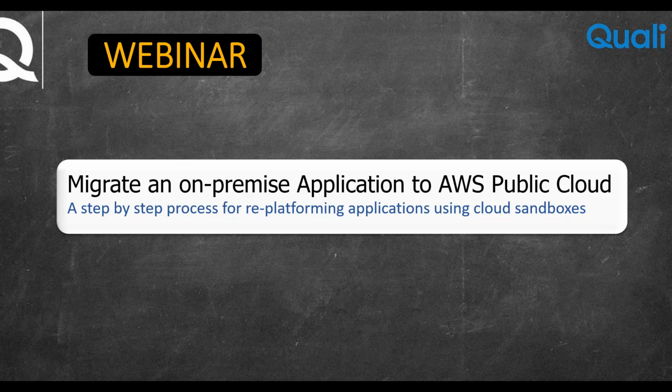I'm leading the technology partnerships at Quali, and I'm joined today with Dosanjh, who's a solution architect at Quali as well, and he's going to talk today about how to migrate an on-premise application to the AWS public cloud, and more specifically, giving you a process on how to replatform an application using CloudSandboxes. So welcome, Dos. Thank you, Pascal, and glad to be on this webinar and looking forward to sharing the topic.